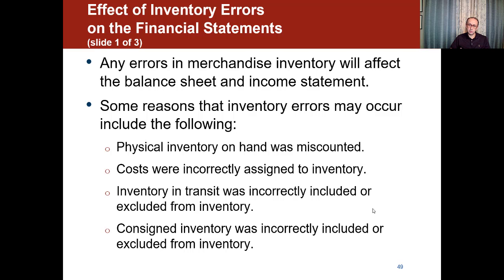Consigned inventory may also be incorrectly included or excluded from inventory. Consigned inventory is the inventory that's held by others to be sold for the benefit of the owner of the inventory. We can be the consignor and we can also be the consignee. It depends on whether we are selling inventory for another company or we're giving our inventory to another company so they can sell it on our behalf.